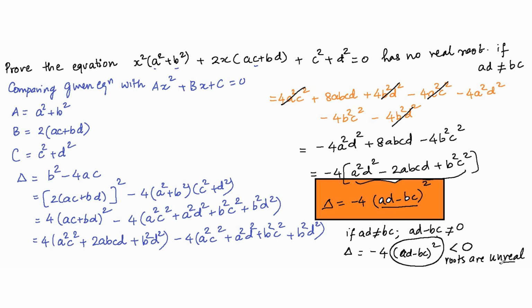And this is what we had to prove. We had to prove that it does not have any real root if AD is not equal to BC. And hence we have proved this particular problem. If the value of AD was equal to BC, then this discriminant would have been equal to 0, and then you would have got real and equal roots. But because AD is not equal to BC, the value of the discriminant is negative.